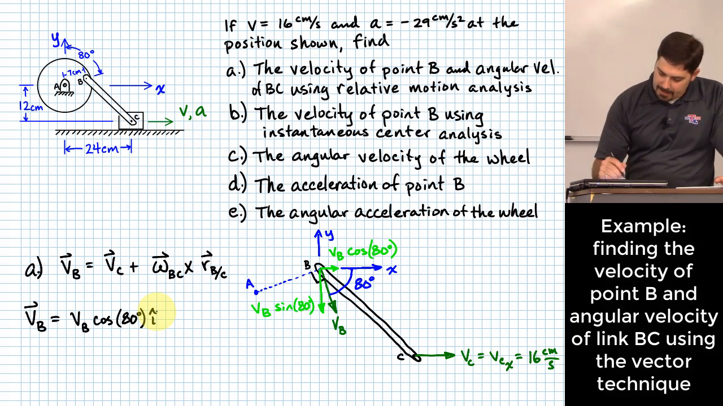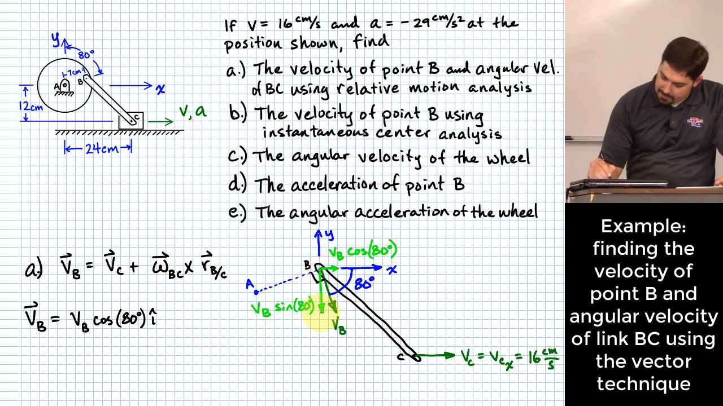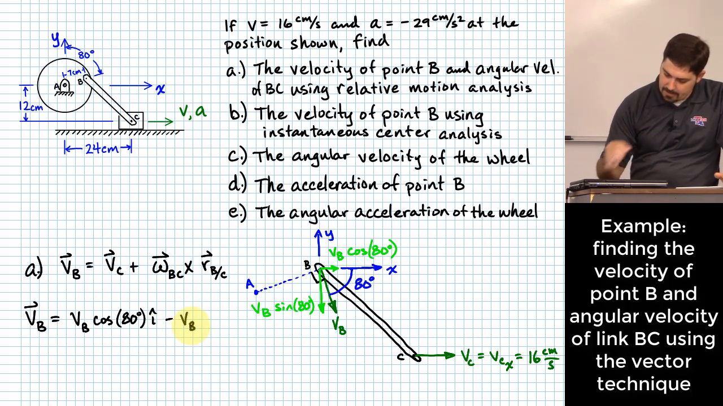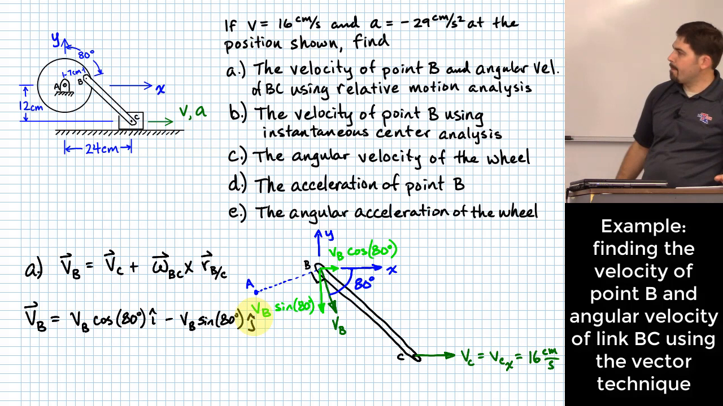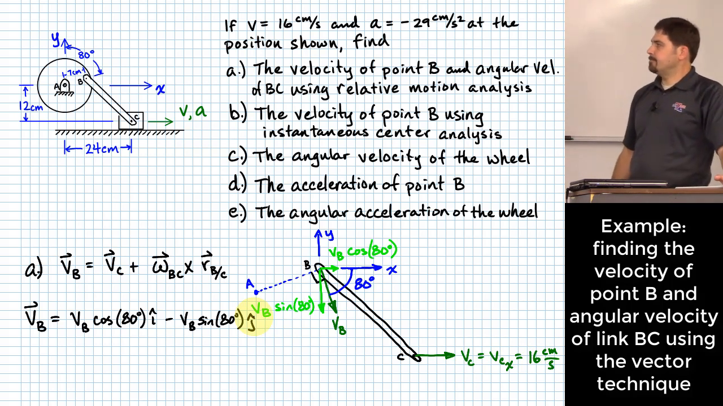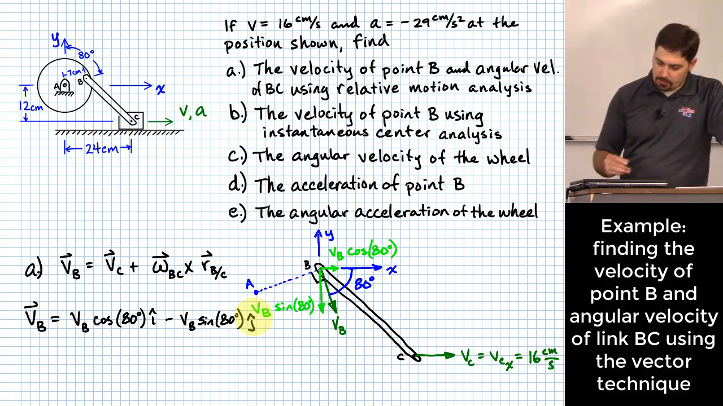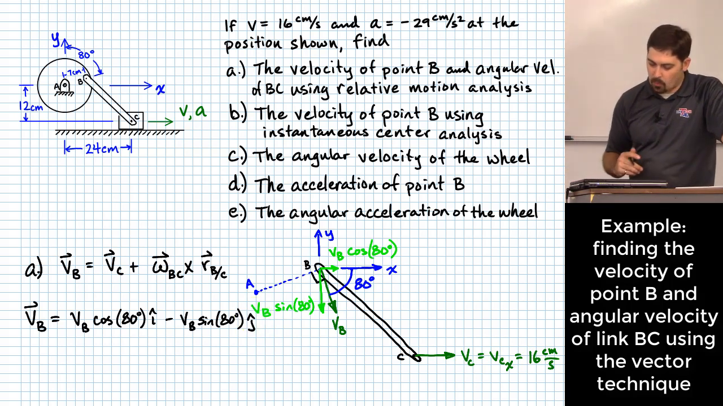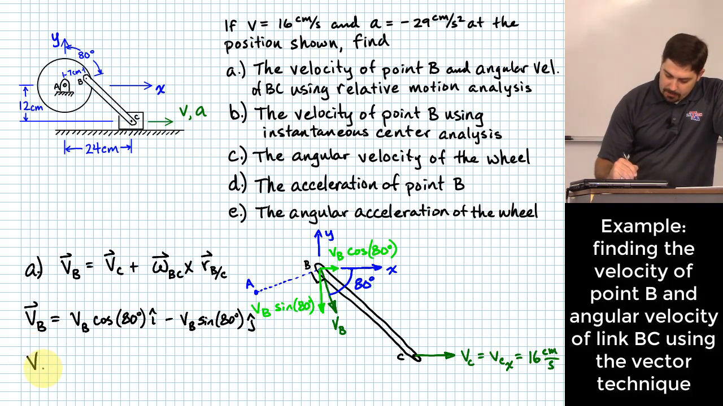Okay. Then I can add to this, and actually it turns out to be subtracting because it looks like it points downward here. I subtract off VB times the sine of 80 degrees times J. Okay? So now I've expressed VB as an actual more formal vector where I just have one unknown. Next, I want to express VC.